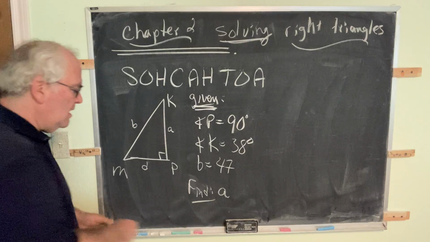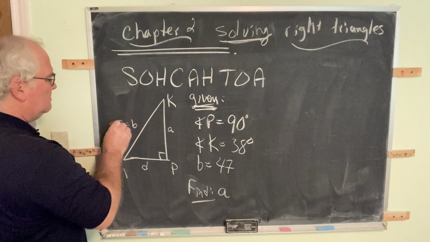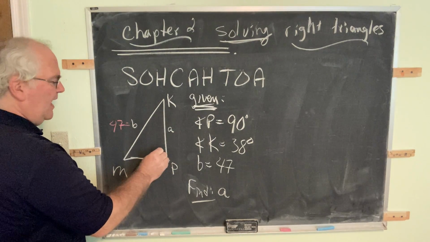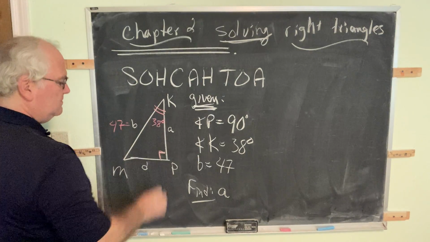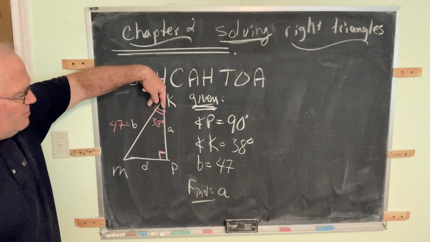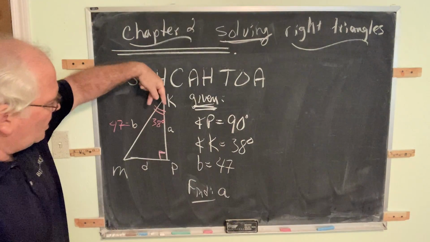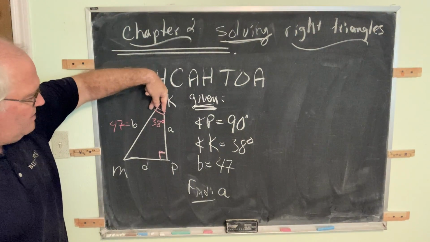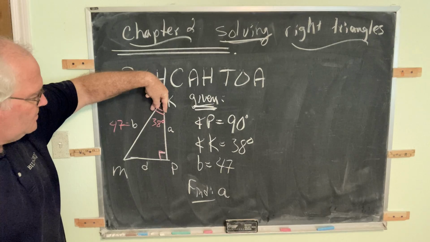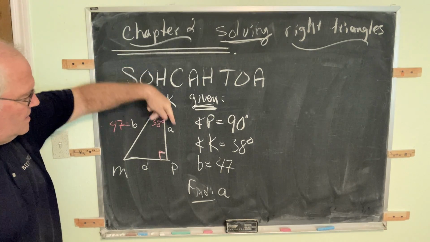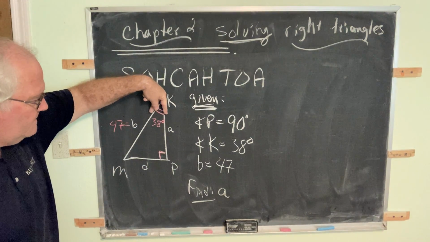B is the hypotenuse, and B is given to be 47. Angle P is given to be 90. And angle K is given to be 38 degrees. So this problem is being done from the perspective of angle K. Remember I said you need to know the perspective of which angle. Well, in this case, we're given K is 38 degrees. So everything in this problem is being done from 38 degrees' point of view. From 38 degrees' point of view, which one is hypotenuse? Here. Which one is adjacent? Here. Which one is opposite? Here. From the perspective of K.